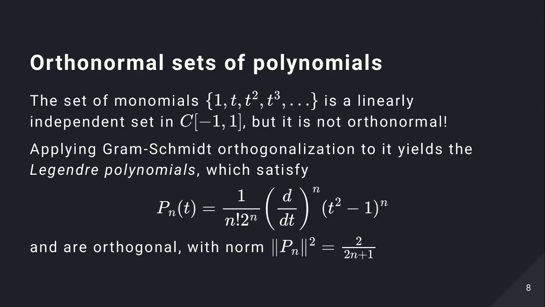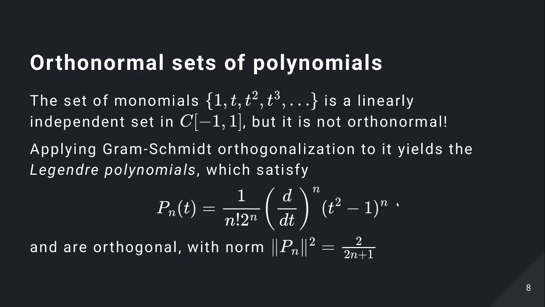And one of those bases is what you get when you apply this Gram-Schmidt procedure to the monomials, and you get what's called the Legendre polynomials. And the book goes into more detail about this, but essentially you can show that they satisfy this equation here, or this definition known as, I think, the Rodrigues formula, where you define your polynomials as 1 over n factorial times 2 to the n times the nth derivative of (t squared minus 1) to the n.